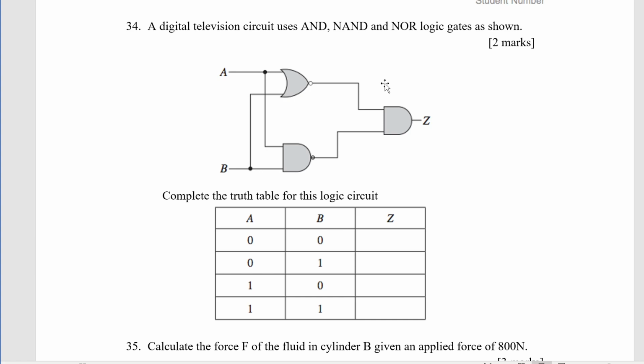Okay, we've got a digital circuit that uses AND, NAND, NOR logic gates as shown. I'm not very happy with the size of the dots. So the top one here is a NOR gate, down the bottom is a NAND gate, and then we have an AND gate. I've labelled them, and I've described them in the question above, so that does really help.